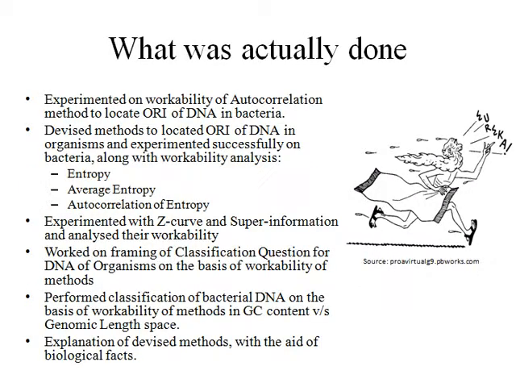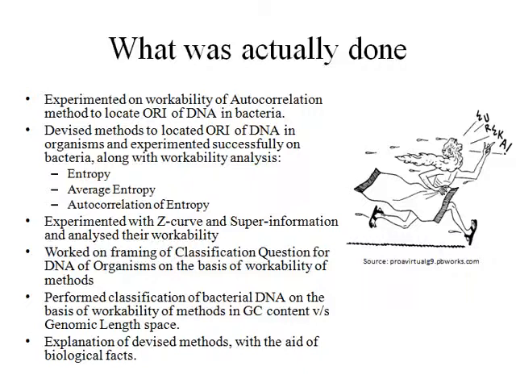What we actually did: we experimented on the workability of the autocorrelation method to locate ORI of DNA in bacteria. Then, as we mentioned, we also devised some methods to locate ORI in DNA. The main of them are entropy, average entropy, and autocorrelation of entropy. They worked quite well. Entropy had a good success rate of around 65%. That is quite good in such a random sequence like DNA.